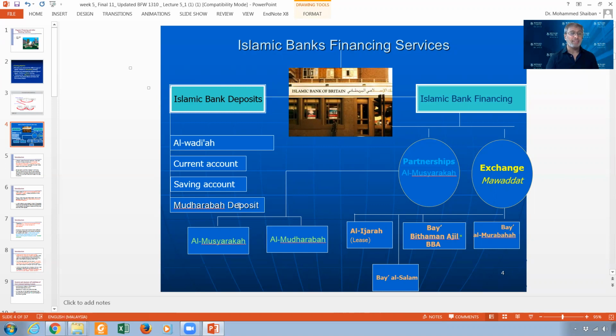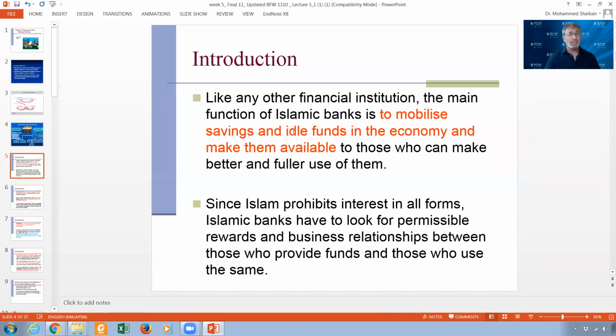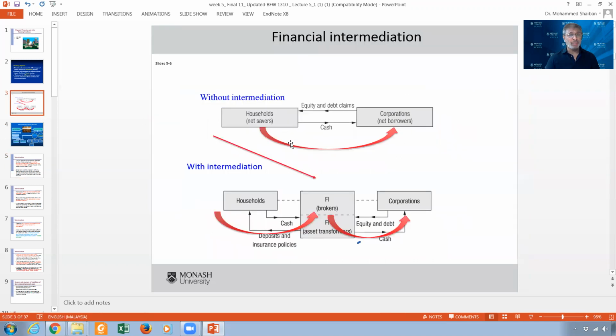In Islamic banks, you cannot give this return, but you still need to receive deposits so the money can run in the economy and the economic cycle. Having said that, the function of any financial institution actually is, this is what's happening if you are in the market.